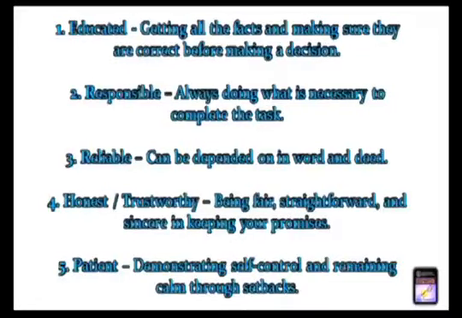Number 2 is responsible. We just went over a whole book on this one. Always doing what's necessary to complete the task or the mission or the job. Always doing what is necessary, not what you think is okay, not the spirit of Frank Sinatra's "I did it my way," but making sure you do what's required to complete the job and to do it correctly, in a timely manner, with the right attitude, etc., right?